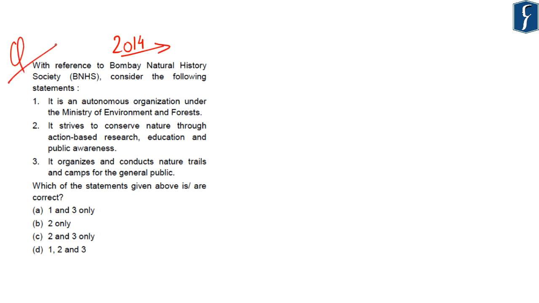So the question was, with reference to the Bombay Natural History Society, consider the following statements. First, it is an autonomous organization under the Ministry of Environment and Forest. Second, it strives to conserve nature through action-based research, education and public awareness. And third, it organizes and conducts nature trails and camps for the general public. So in this regard, the question was, which of the statements given above is/are correct?